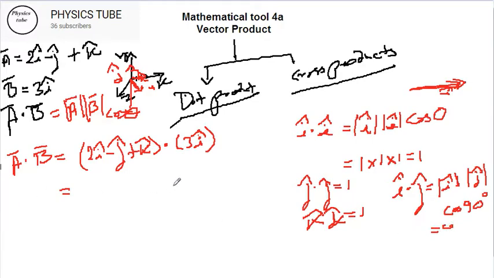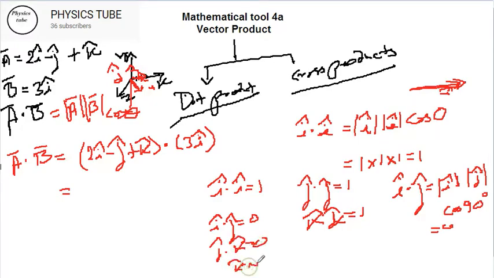Cos 90 is going to be 0. So we can conclude that i dot i is equal to 1. Similarly, j dot j is also equal to 1, k dot k is also equal to 1, but i dot j is equal to 0. Similarly, j dot k is also equal to 0 and k dot i is also equal to 0. That means the odd multiplications are 0. That reduces our hard work.